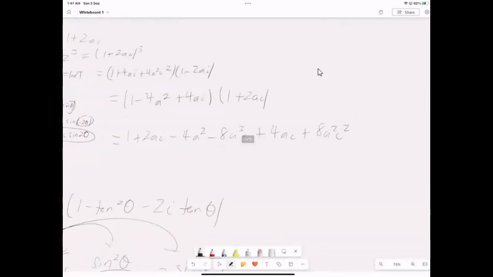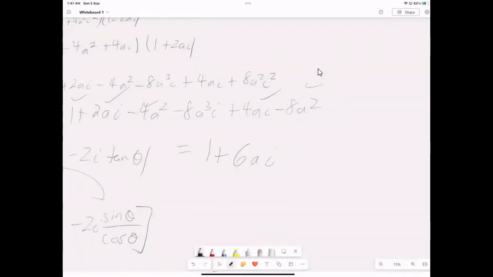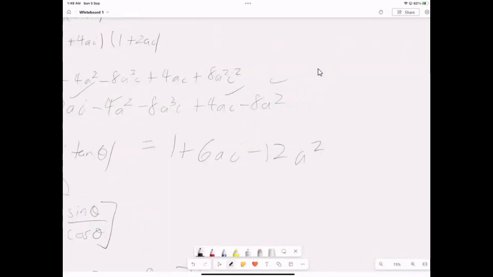So let's simplify the terms first. 1 plus 2ai minus 4a² minus 8a³i plus 4ai minus 8a², because i² is -1, as we defined earlier. Let me do a quick check that I expanded correctly. Okay, so 1 plus 6ai, minus 12a² minus 8a³i. So z cubed equals this.